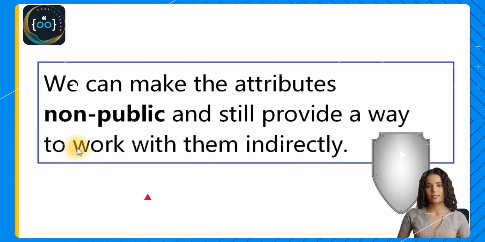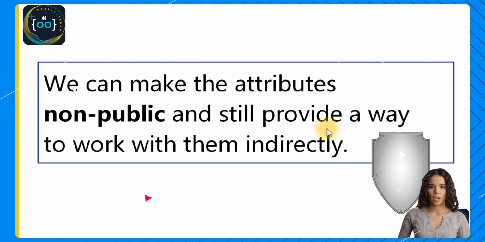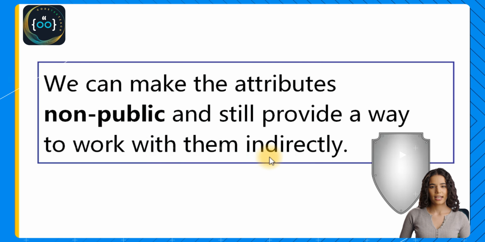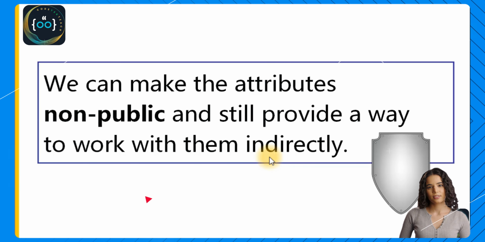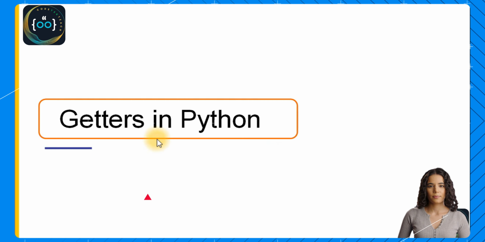If we define getters and setters, we can make the attributes non-public by adding a leading underscore, and still we can provide a way to work with them indirectly. So from outside of the class, we cannot access them directly, but through the getters and the setters. Let's see how getters work in Python.